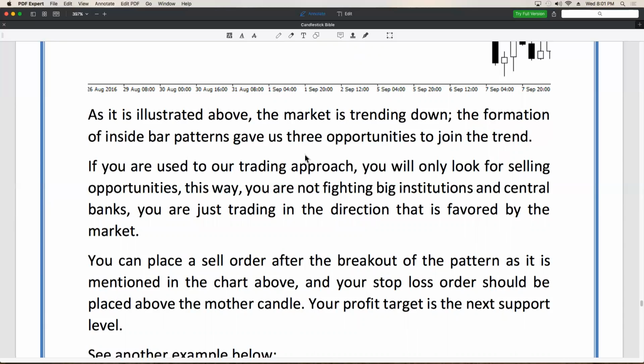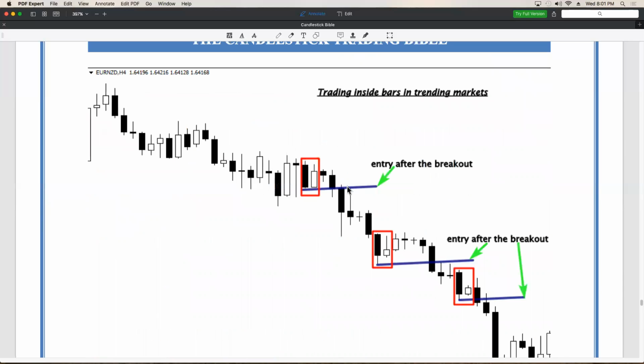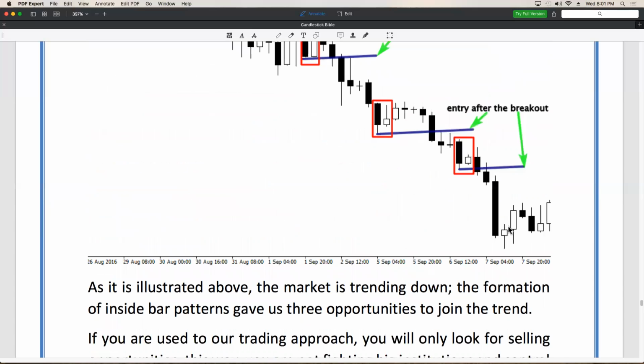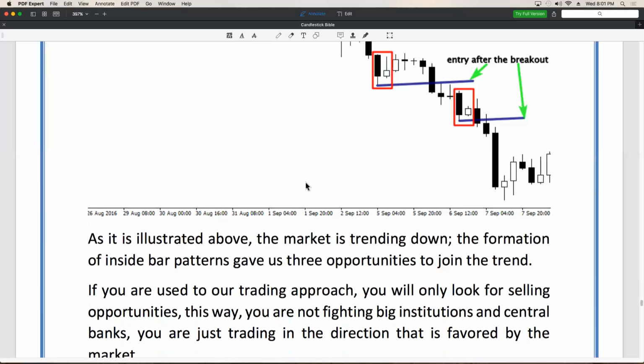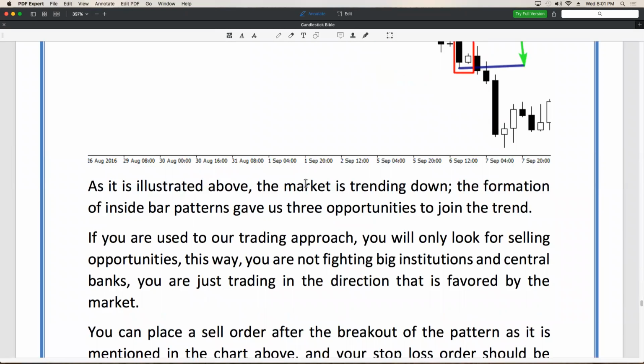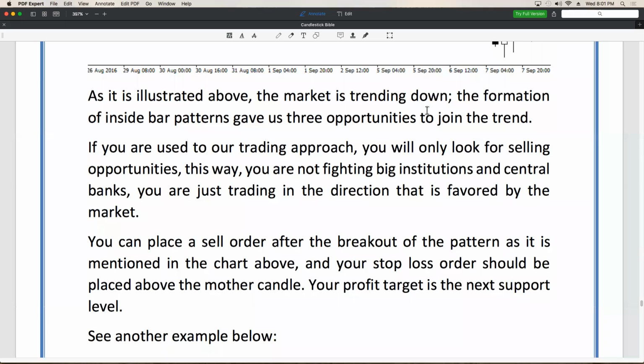Your profit target is the next support level. So if this is your entry, your profit target is at the next support level. But all it's showing is entries after the breakout. The support level is down here somewhere. This is support. So it was saying that the stop loss should be at the level of support of the whole trend, basically. Your profit target is the next level of support.